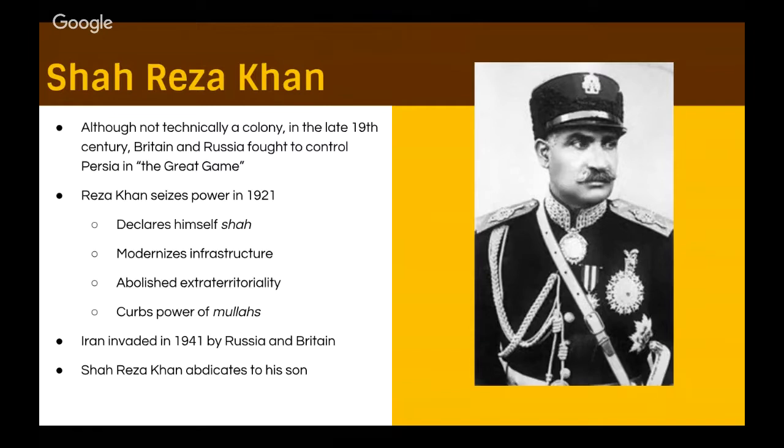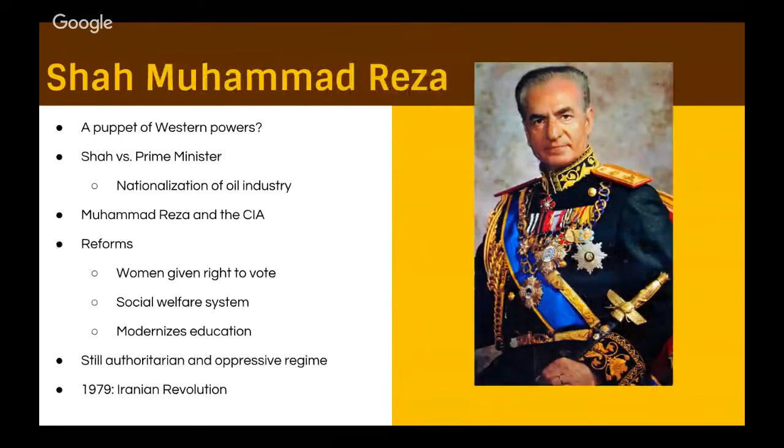But during World War II, Iran was eventually invaded by Russia and Britain, and eventually Shah Reza Khan abdicates to his son. His son, who takes over power, was generally seen as a puppet of the West. And he is met with a lot of opposition among some in Iran.